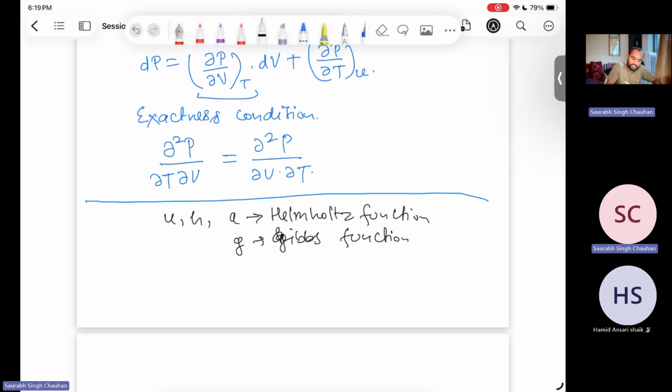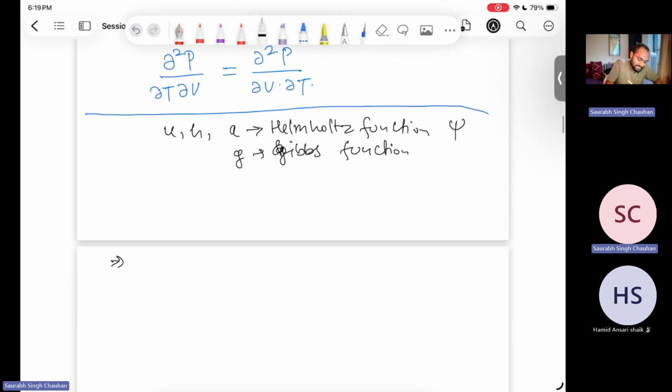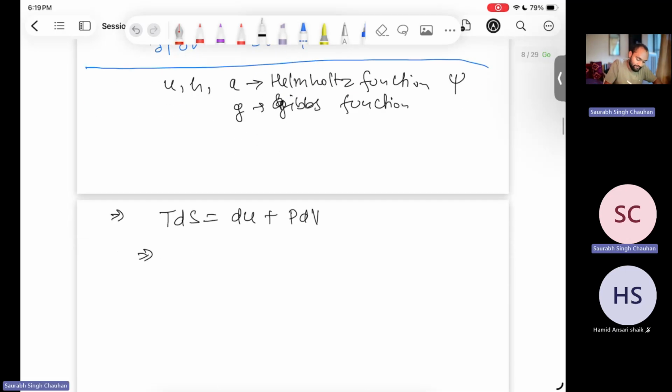Okay, so A is our Helmholtz function and G is Gibbs function. You can have different notations in some texts or lectures. It is used as psi or G, but let us use A for the time being. Okay, so internal energy we have from the TdS relation. TdS is equal to du plus PdV, right? This we have, right?